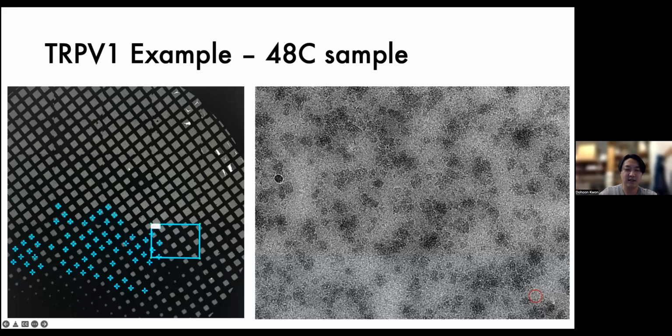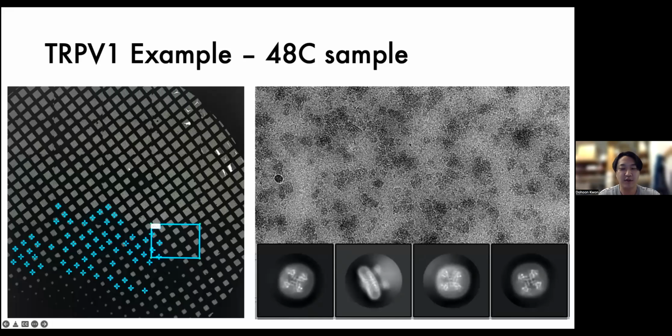Also, we can see clear differences in the high magnification image. Here, many particles form aggregation like this, but here we can find some intact particles like this one and this one. And this is the result of the 2D classification. Compared to the 4 degree sample, the 2D classification is also different. I will show you this comparison in the next slide.